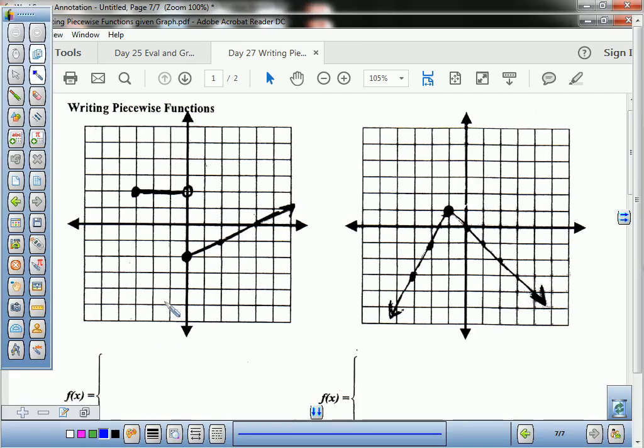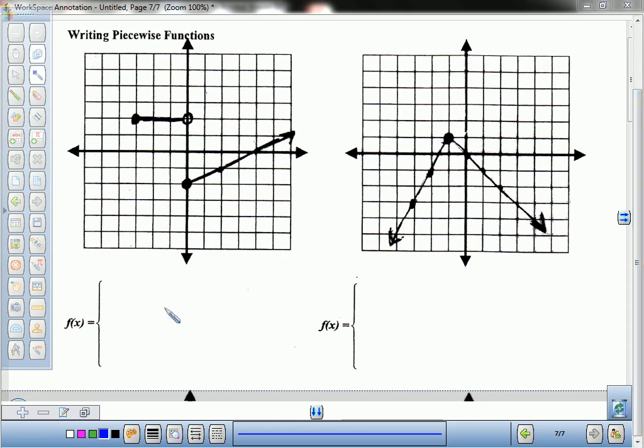All right, so today we're going to be writing piecewise functions. So we have to think about the same questions. Is there a start and a stop? What the functions are, and how many pieces we have. So the first one has how many pieces? 2. So on the first one, we're going to end up with 2 things.